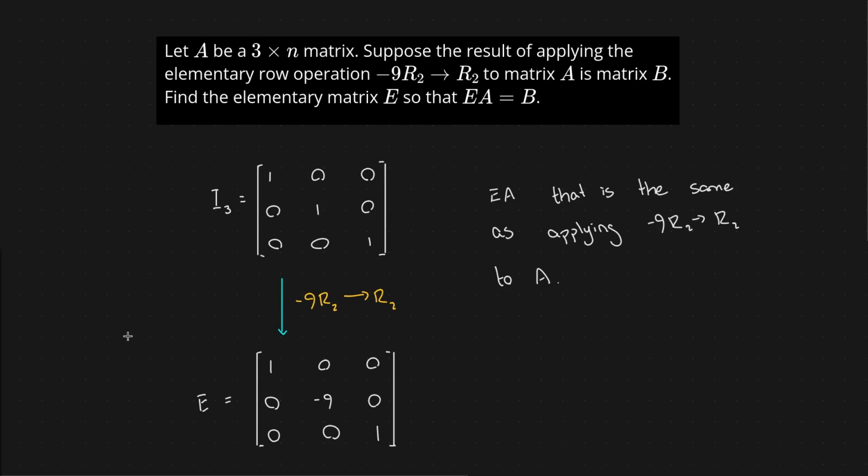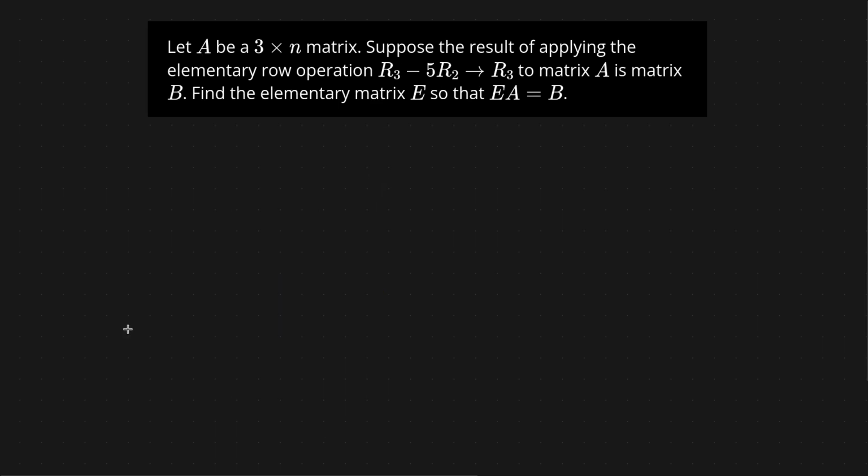Let's take a look at one more. Again, let A be a 3 by n matrix. Suppose the result of applying the elementary row operation, R3 minus 5R2 to R3, to matrix A is matrix B. We want to find elementary matrix E so that multiplying the elementary matrix E times A gives us the same result as just applying the elementary row operation. As before, we want to take a 3 by 3 identity matrix and apply the elementary row operation to the identity matrix. That will give us the elementary matrix.